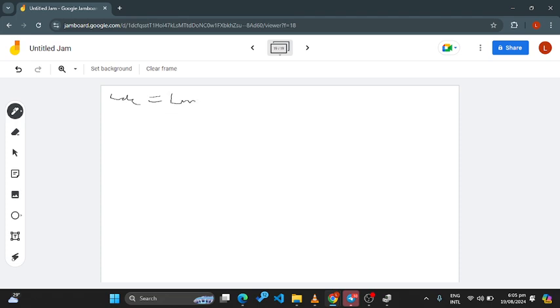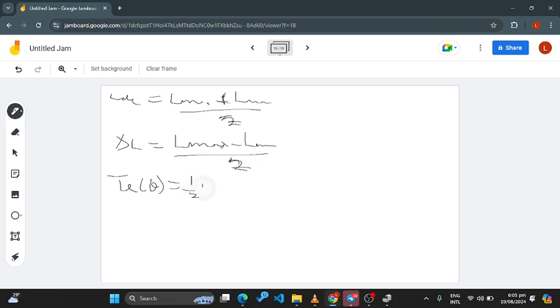So I'll go and write L max plus L min all divided by 2. I've written it down. I write my change in L to be L maximum minus L minimum all divided by 2. So I write T of theta to be equal to half i m squared dL d theta. Then I come and write my T mean is equal to 1 on pi from pi on 2 to pi of this.